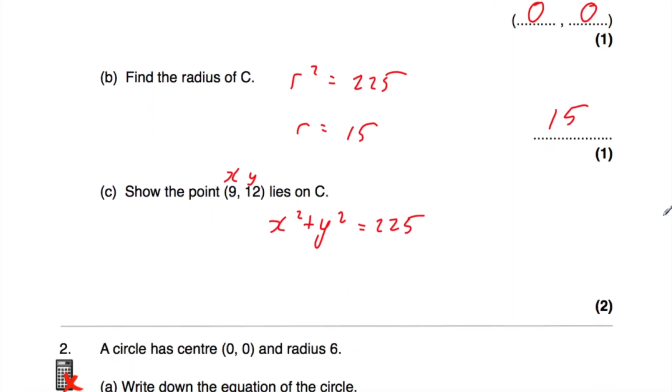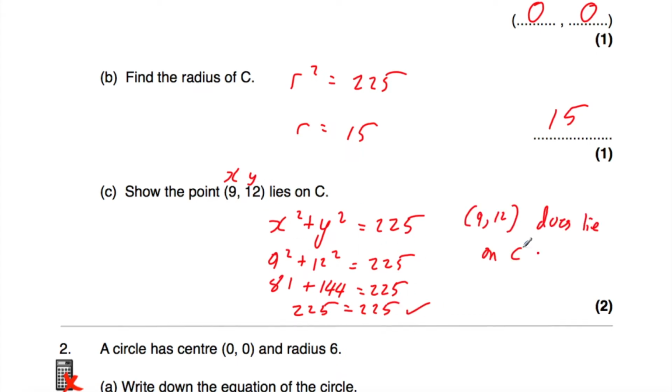So let's do that. x squared, that's going to be 9 squared, plus y squared, that's going to be 12 squared. Hopefully that's going to be equal to 225. So let's see if it's equal to 225. 9 squared is 81 plus 12 squared is 144. And that's equal to 225. Let's just check: 81 plus 144 is equal to 225. So 225 equals 225. That means that point satisfies the equation of the circle, so it does lie on the circle. And that's it. I've just written down 9, 12 does lie on C.